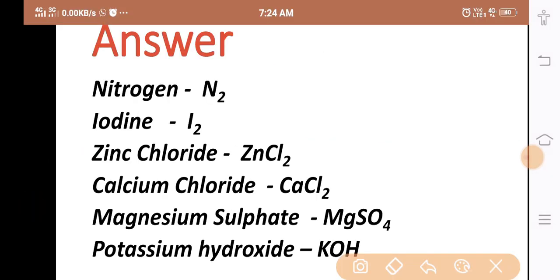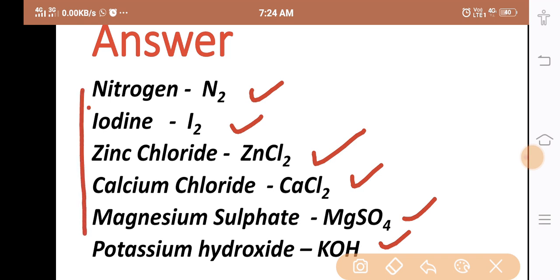Nitrogen molecule N2, iodine I2, zinc chloride ZnCl2, calcium chloride CaCl2, magnesium sulphate MgSO4, and potassium hydroxide KOH. These all are the molecular formulas for the given molecules.